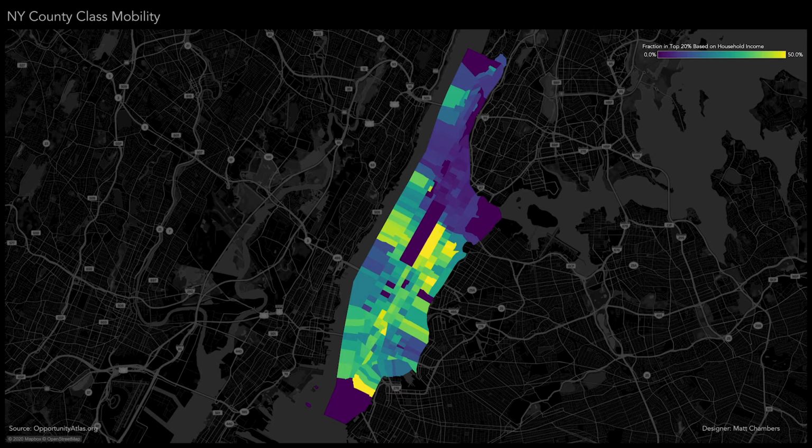So we can see that there's a very high level of class mobility around Central Park. But if we draw the border at the Gateway to Harlem, we see that those above the line have far less class mobility than those below.